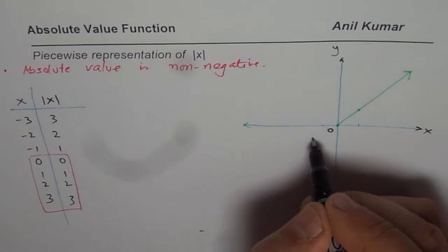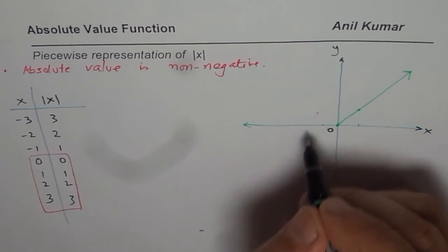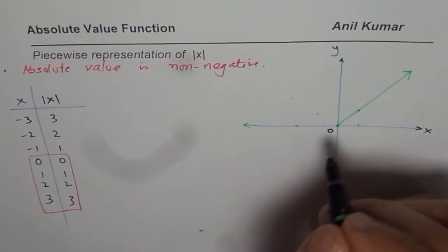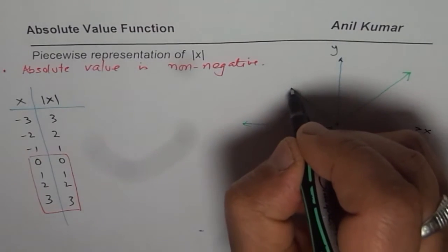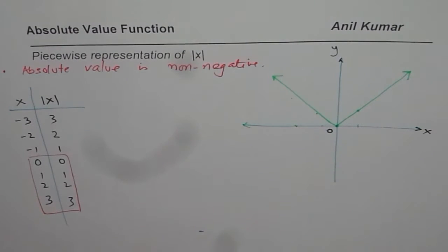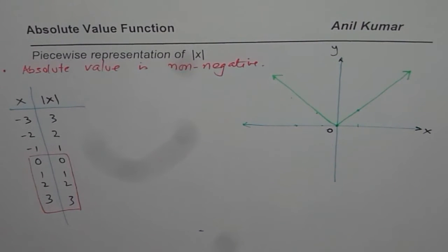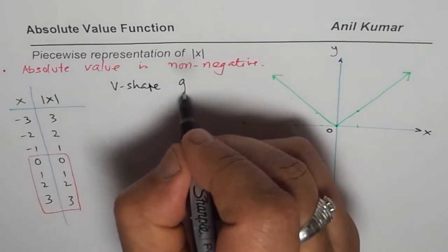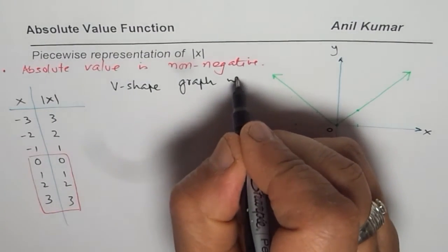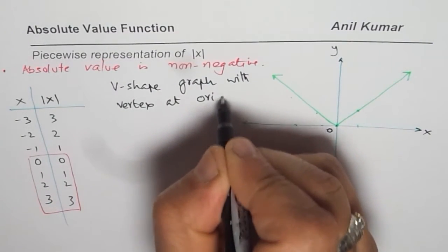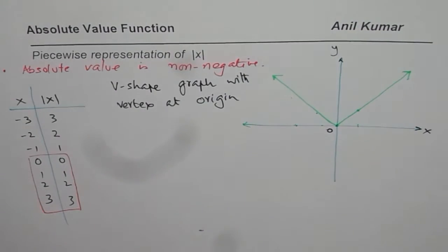If I'm talking about -1, it becomes +1, so it comes here, right? And if I'm talking about -2, the x value, it becomes +2. So what really happens is that it gets reflected on the x-axis. So what you see is a graph as shown here, right? A V-shaped graph with vertex at origin, right? This is what we get for the absolute function, right?